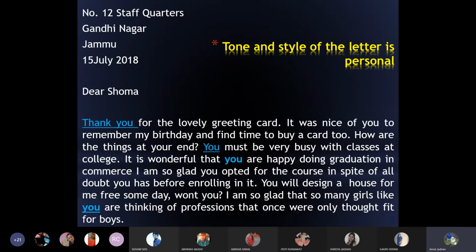One more thing I want to point out here is that you wouldn't find any kind of punctuation mark. Generally, we are taught in elementary classes that you have to write a comma after this entry, a comma after Gandhinagar, and a full stop after Jammu. Whenever you don't find any punctuation, that is called open punctuation. If you find punctuation there, that is called closed punctuation.